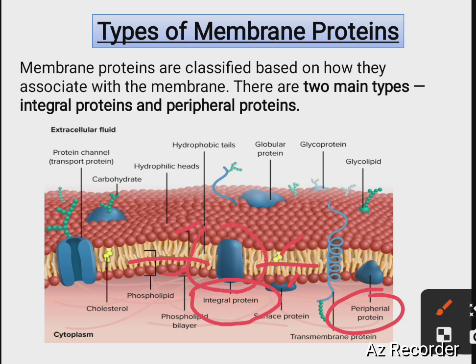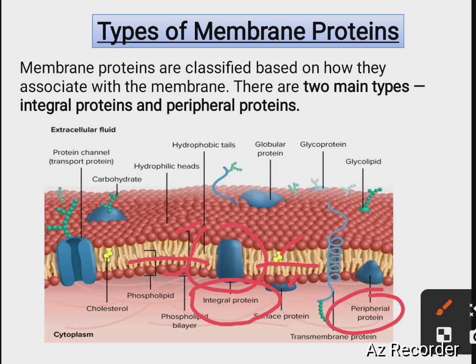Many of them are transmembrane proteins, meaning they span the entire membrane, with hydrophobic regions inside and hydrophilic regions exposed outside to the water molecules. These proteins function as channels, transporters, receptors, or even enzymes. For example, ion channels let charged particles like sodium and potassium move in and out of the cell. The integral proteins are very helpful in this process.